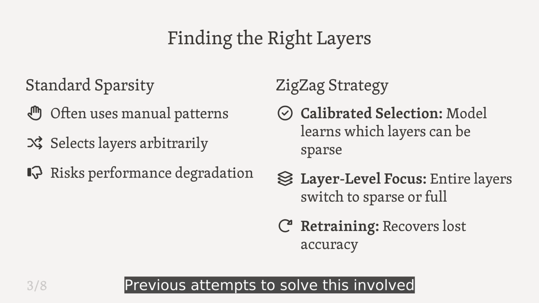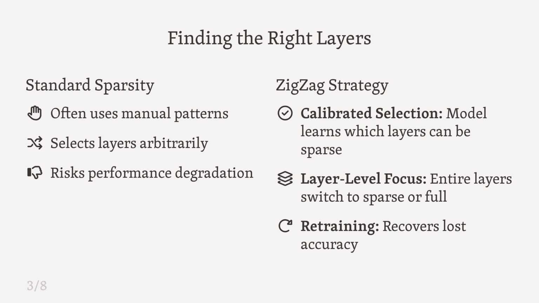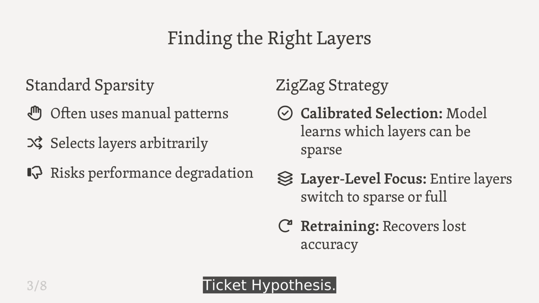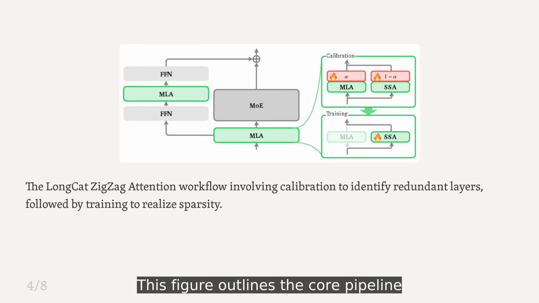Previous attempts to solve this involved manually picking layers to sparsify, which often degraded the model's reasoning capabilities. The method proposed here, called the zigzag strategy, takes a different approach by letting the model itself decide which layers are redundant. It uses a calibration phase to identify the least important layers before converting them, matching the intuition behind the lottery ticket hypothesis.